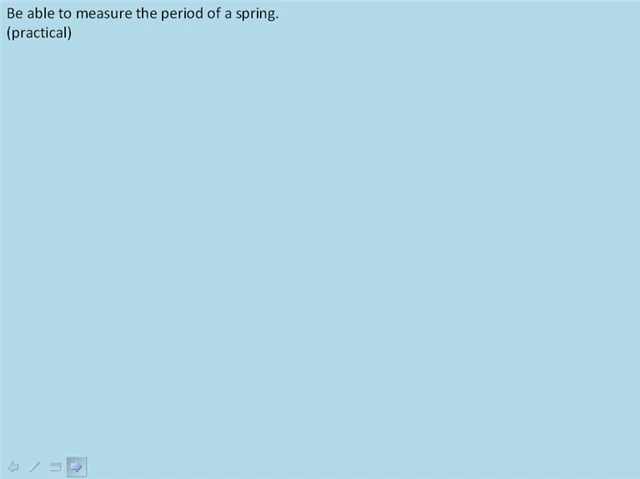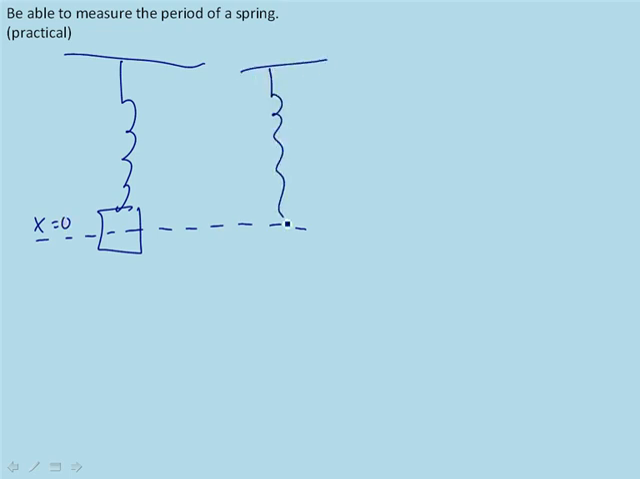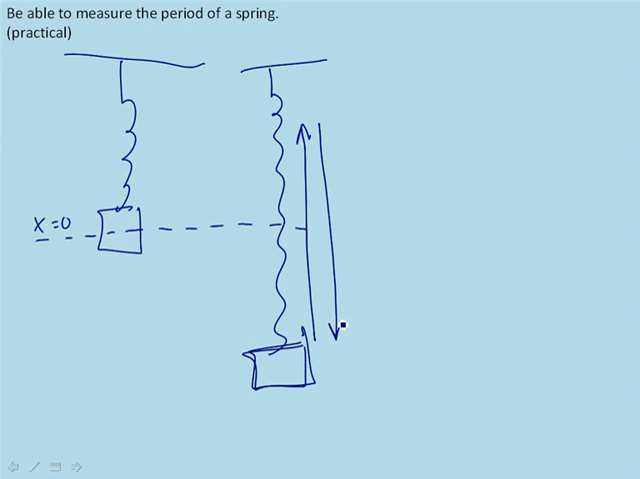Be able to measure the period of a spring. You have a mass on a spring hanging vertically. This is at its equilibrium position, that is x equals 0. You extend this spring down a certain amount and you let it go. This spring will then go through oscillations. It goes up and then it comes back down, and the time for it to go up and then come back down is the period.